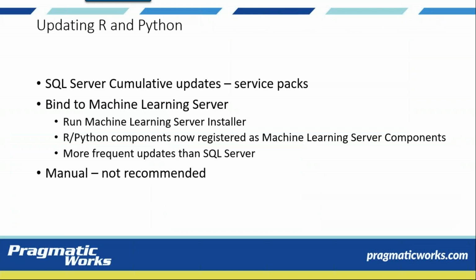Now we understand that R and Python are open source and both being updated, and Microsoft understands that. So how do we update R and Python in our SQL Server instance? The simplest way is through your cumulative updates and service packs. When service packs are released, they will include any updates that Microsoft wants to provide for the R and Python environments.